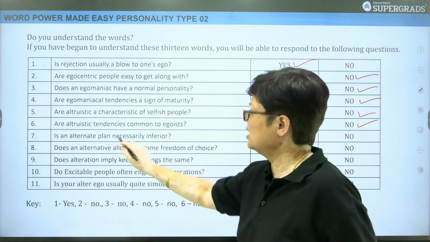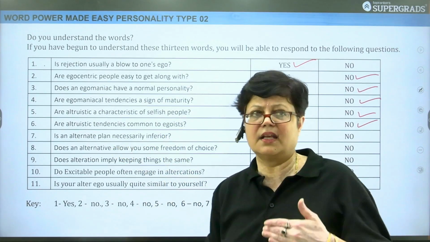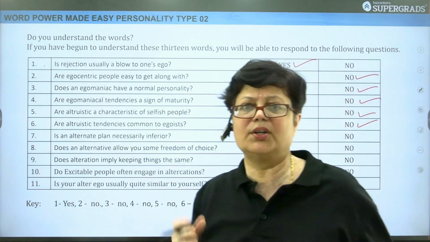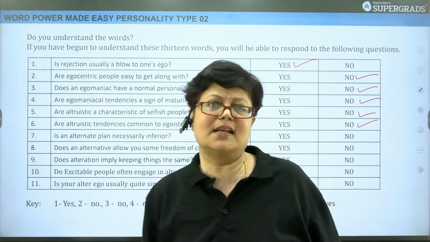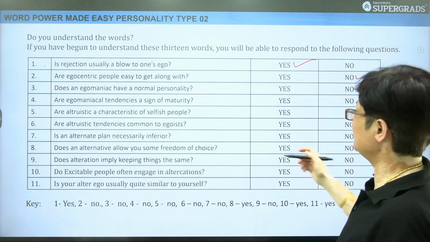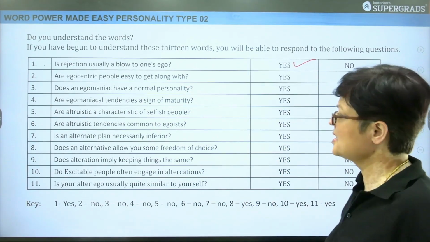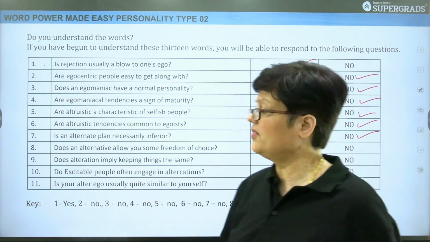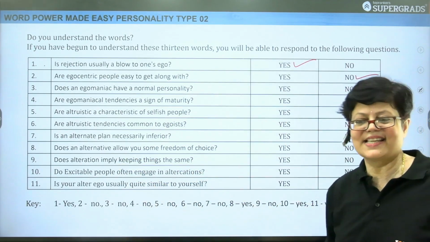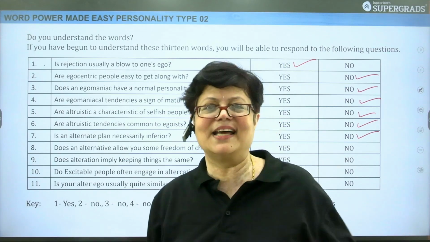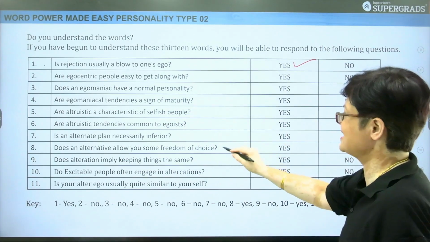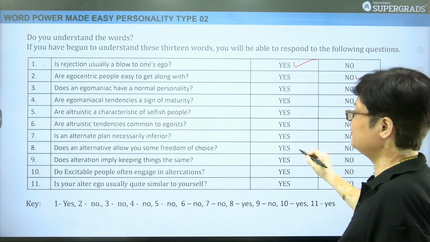Then, is an alternate plan necessarily inferior? If you keep plan B ready for some event or occasion, it is not necessarily inferior. Inferior means of a low quality. So the answer is no. Does an alternative allow you some freedom of choice? Yes, of course, it gives you some choice. That is why you are able to go to that choice. Yes, it gives you some freedom of choice.